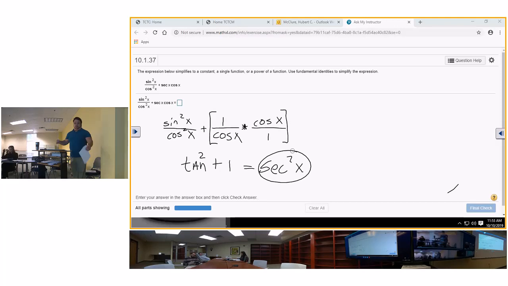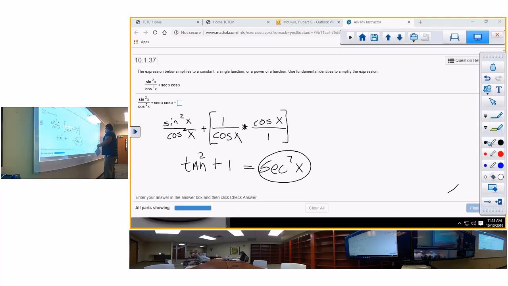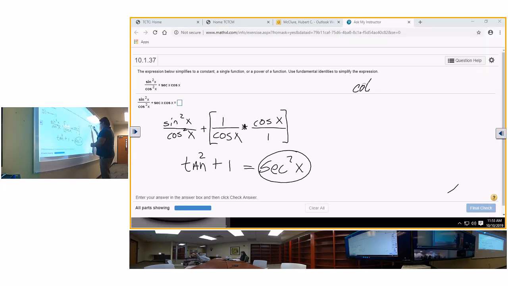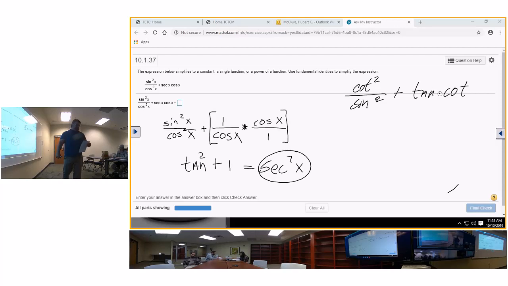All right, so I'm going to give you another one to go with that one, so you'll have a couple in your notebook. Let's do cotangent squared over sine squared plus tan cotangent. And you'll see that it works kind of the same way.